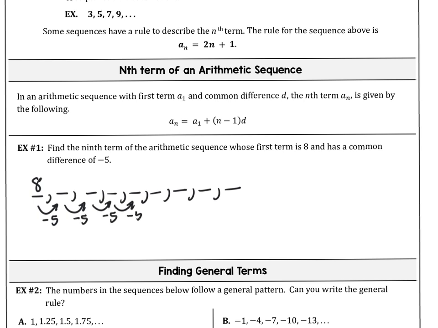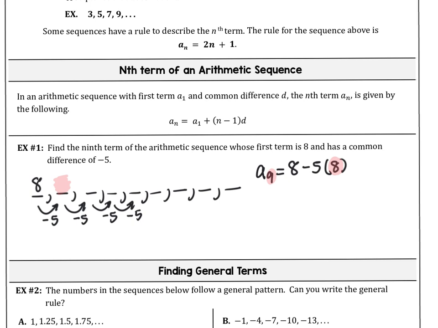So instead of having to find all of these, if you understand what we're doing, you can use a shortcut. Now, they've got a formula up there, but I don't memorize the formula. I want you to understand what we're doing. Notice that I am starting with 8, and to get to the second number, I'm only adding or subtracting 5 once. To find the ninth term, all I have to do is take the first term and subtract 5 eight times. So this number is always one less than the term number it is.